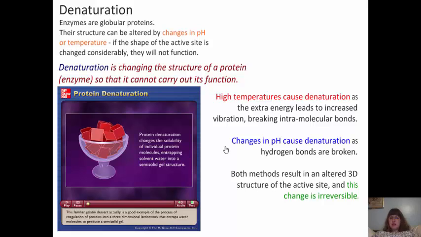There are several things that can alter this, mainly high temperatures, because the extra energy leads to increased vibration and it breaks the intermolecular bonds, typically holding the alpha helix or beta pleated sheet together. Also, changes in pH will cause denaturation because the hydrogen bonds are broken. Both of these are going to result in a completely different molecule and are typically irreversible. Let's look at a little video on protein denaturation.